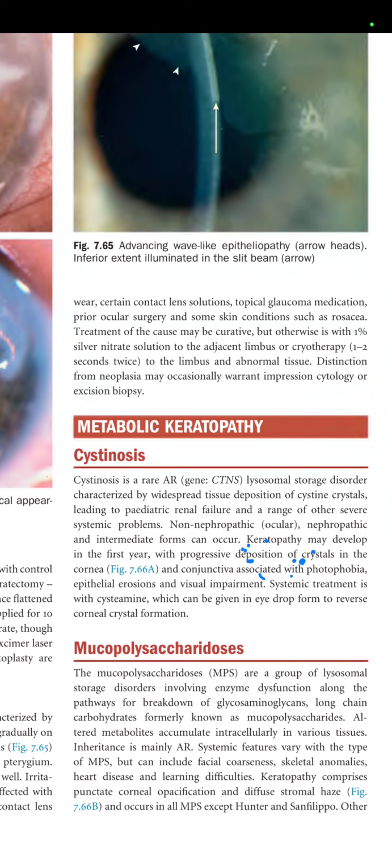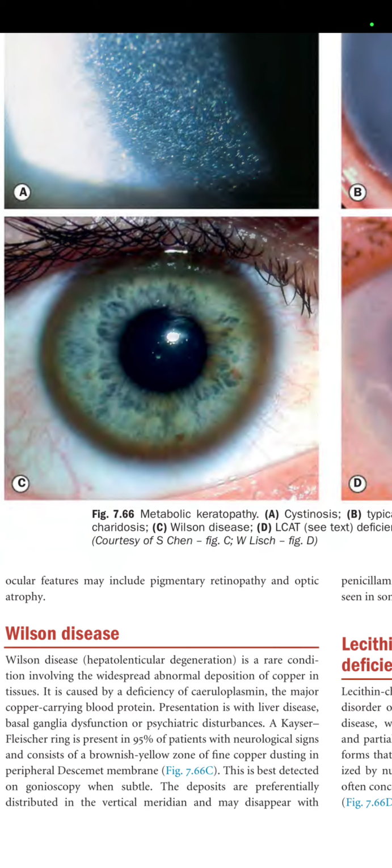Wilson disease. You know about Wilson disease. There is an accumulation of copper, and when the copper is deposited, it can cause KF ring formation. Wilson disease, hepatolenticular degeneration, is a rare condition involving the widespread abnormal deposition of copper in tissues. It is caused by a deficiency of ceruloplasmin, the major copper-carrying blood protein. Presentation is with liver disease, basal ganglia dysfunction, or psychiatric disturbance.